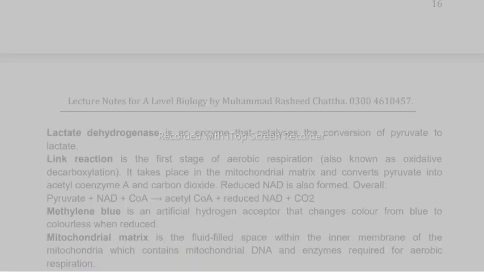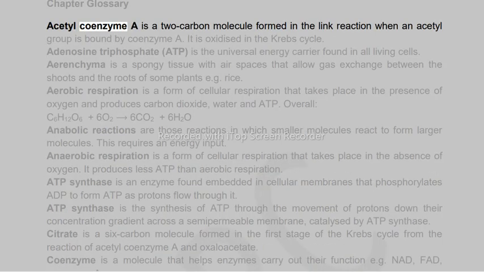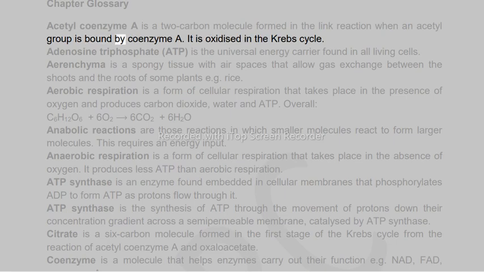Chapter Glossary. Acetyl coenzyme A is a 2-carbon molecule formed in the link reaction when an acetyl group is bound by coenzyme A. It is oxidized in the Krebs cycle.